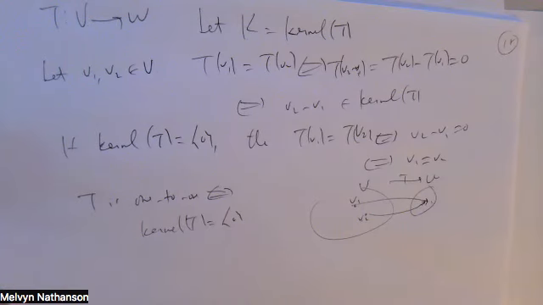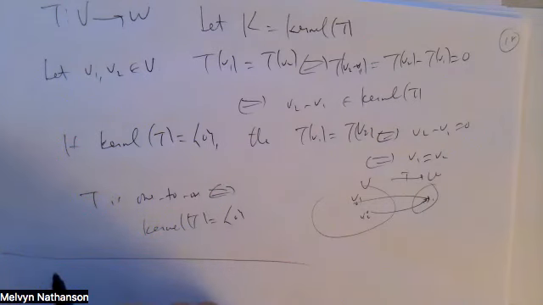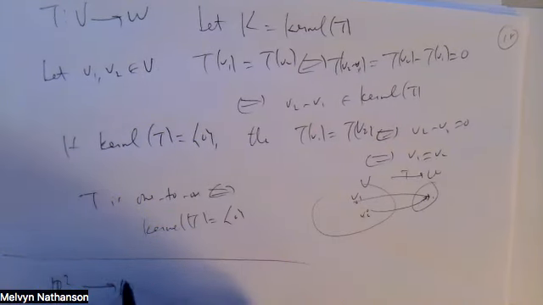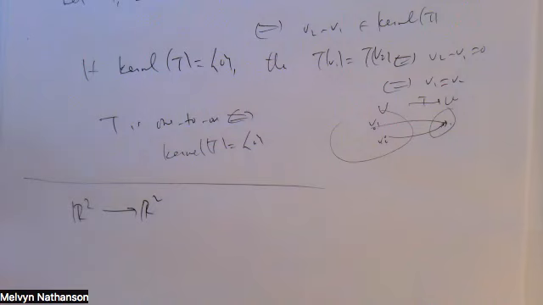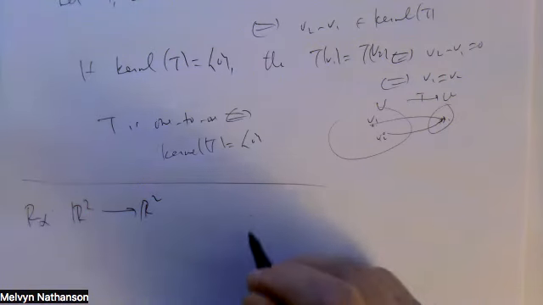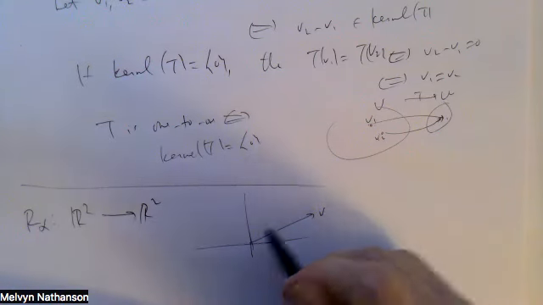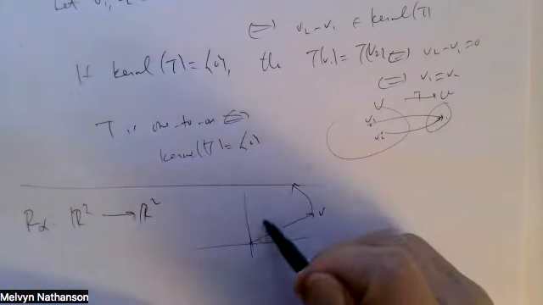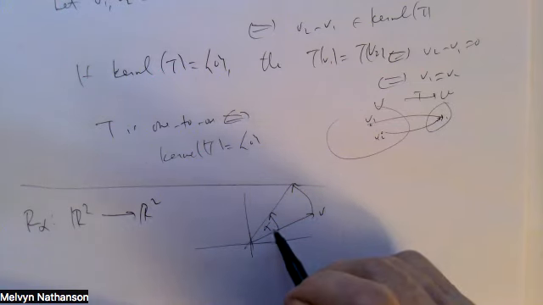There are two other linear transformations that are very important because they're basic and they're actually kind of simple. So let's consider R2 and a function from R2 to R2, a linear transformation. Let me call this R sub alpha. Alpha is an angle. So if you take a vector V in the plane, R alpha rotates that vector by alpha radians.